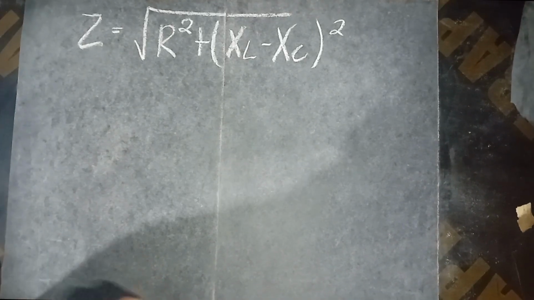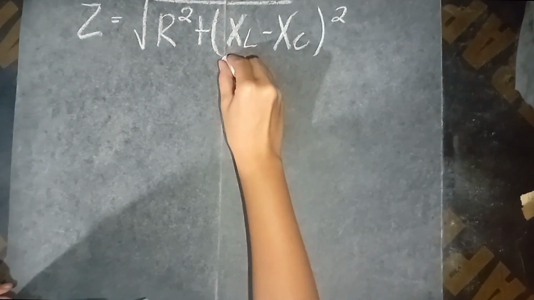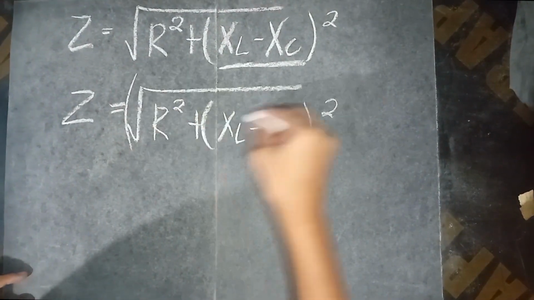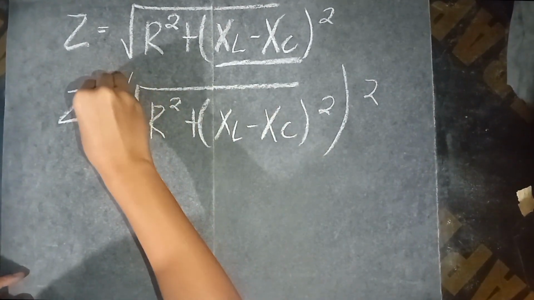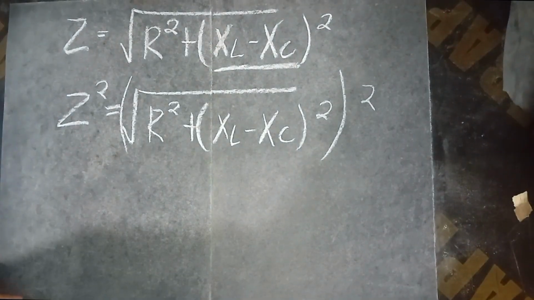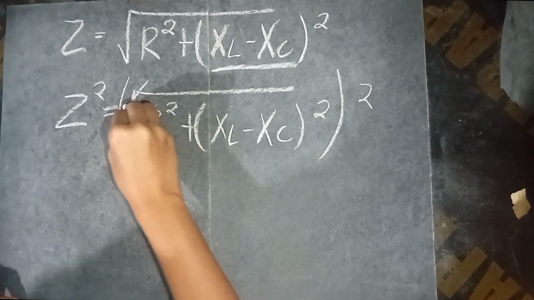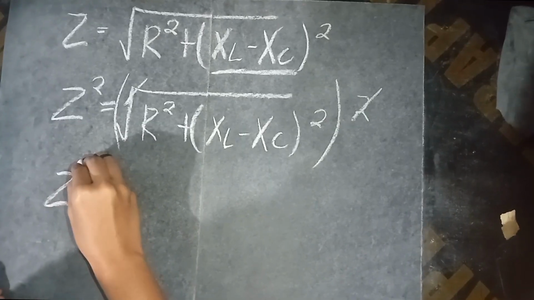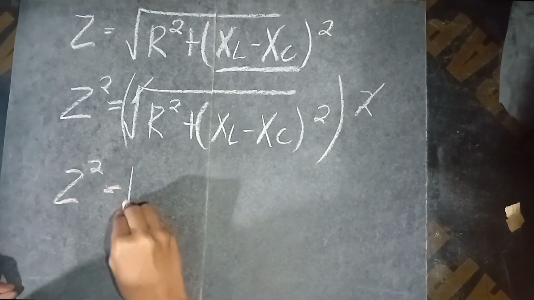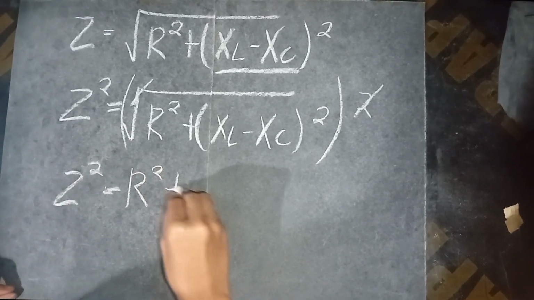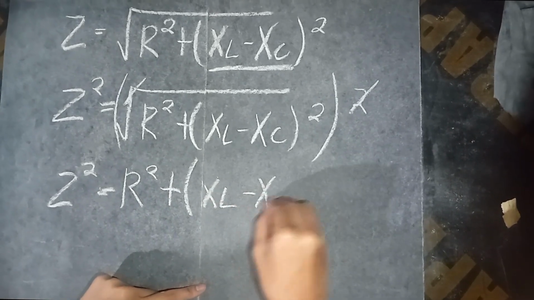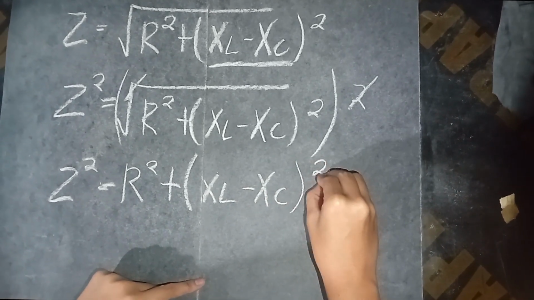So, another derivation if ang atong pangitaon is si inductive reactance and si capacitive reactance. And ang atong unang buhaton is parehas kaganina where i-square nato both sides para makancel ang square root. So, mawala na dayon ang square root. So, Z squared is equals R squared plus XL minus XC squared.